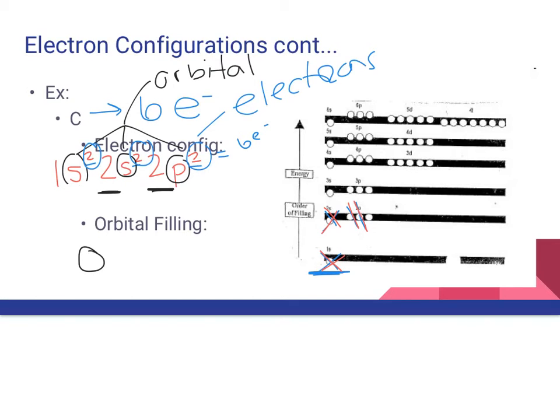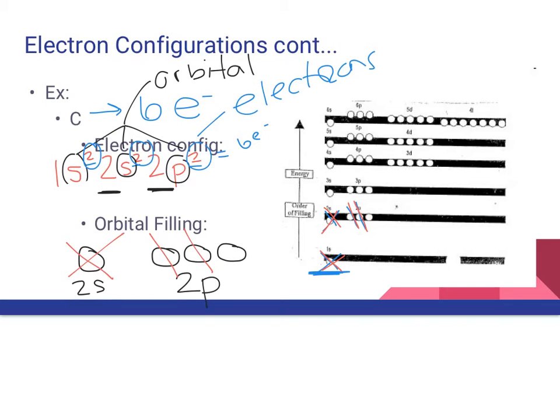And so my orbital filling diagram is going to look like this. I'm going to draw the circles to represent the orbitals. Okay, the 2s has 1 orbital, the 2p has 3 orbitals, and then I'm going to show those electrons in those orbitals. According to my electron configuration in the 2s orbital, I have 2 electrons, and in the 2p orbital, I have 1 electron each, or a total of 2. Okay, so my orbital filling diagram for carbon would look like this.